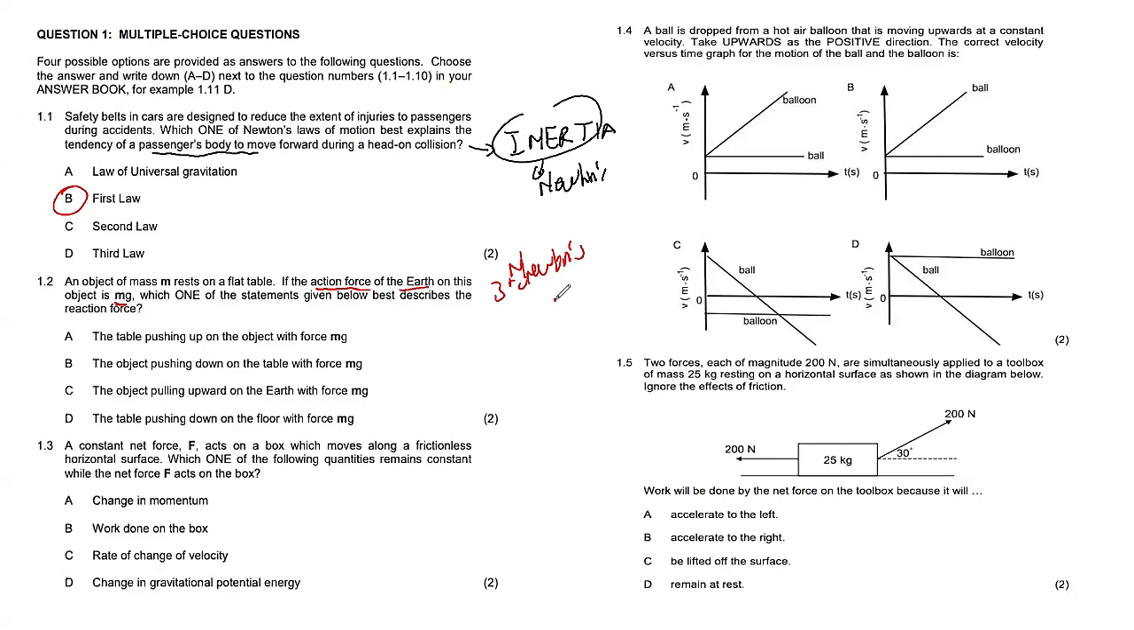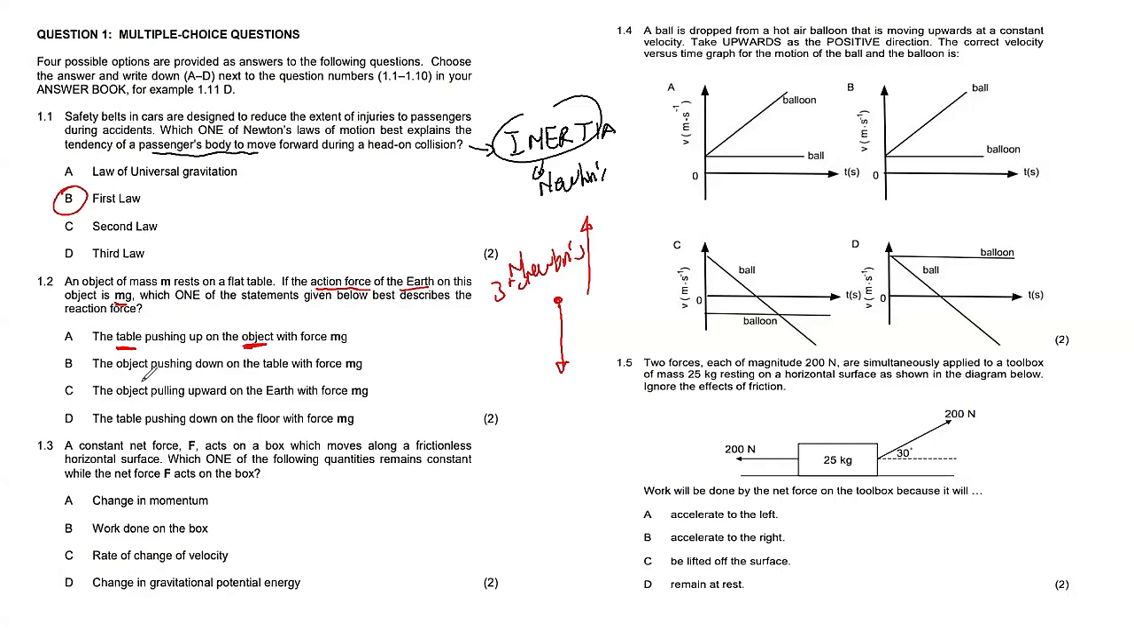Now the earth, we know that it is exerting a downward force on this particular object. So that means the object must exert what? An upward force back to the earth. So we want to look for an option that is talking about the action-reaction pair of the earth and the object. Looking at option A, they say the table pushing up on the object with force mg. Now you can see they're talking about the table and the object, but the question is asking us about the earth and the object, so not the correct action-reaction pair.